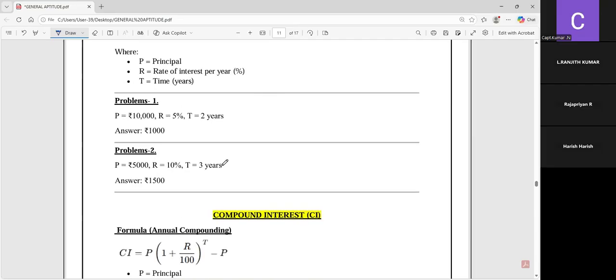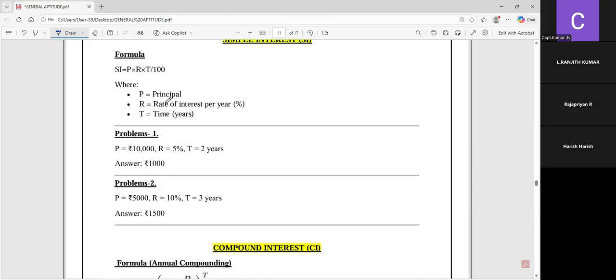We'll see one problem. Principal is 10,000 and rate of interest is 5%. The time is 2 years. So we are going to substitute the values here. The P value is 10,000. The R value is 5 over 100. The time should be in years, not months. The formula is applicable only for years. So this is called simple interest.